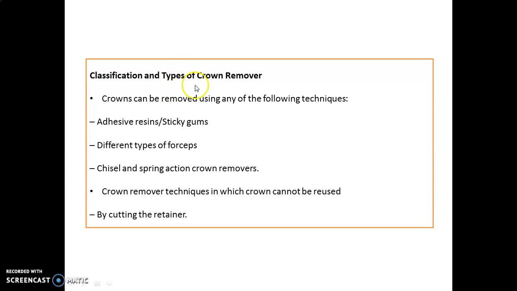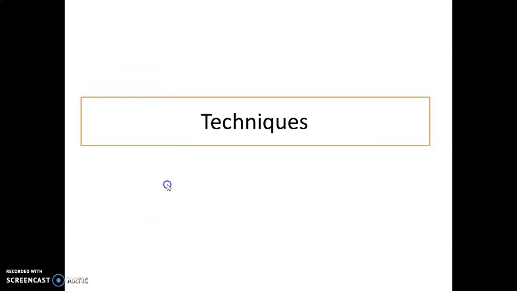Now classification and types of crown removal. So crown can be removed by any one of the following techniques: adhesive resins or sticky gums, different types of forceps, chiseling, spring action crown removers. And in cases where crown cannot be reused, you can cut the retainer also. Let's see them one by one.